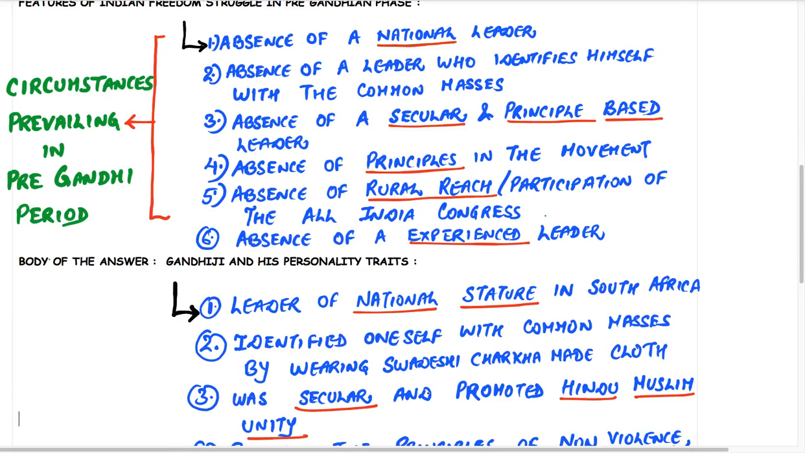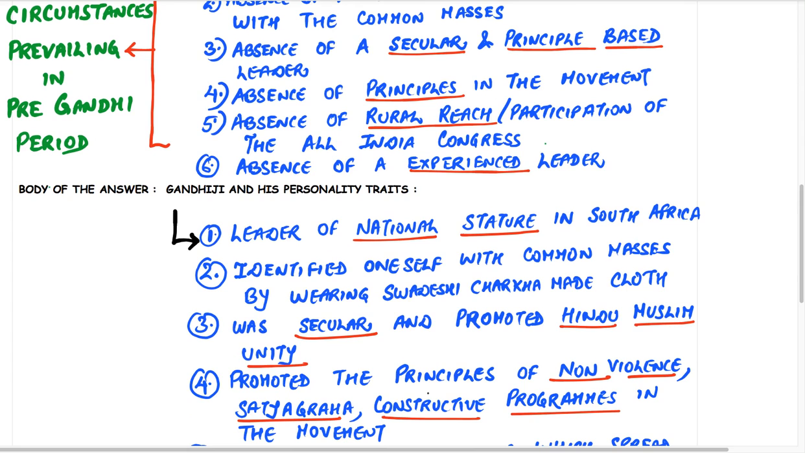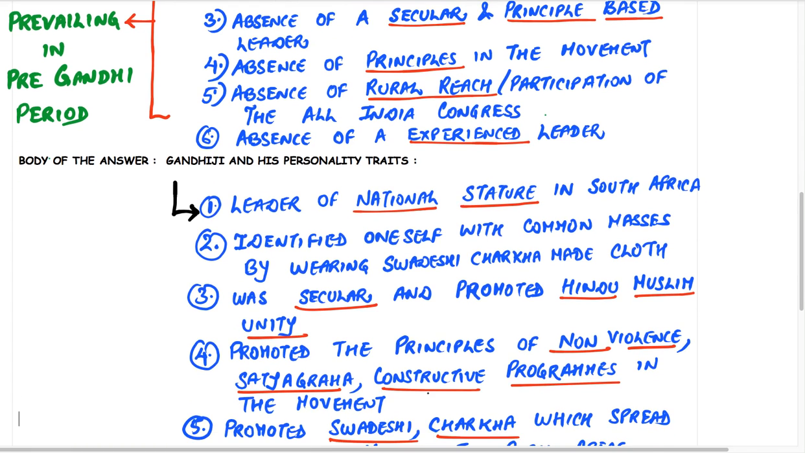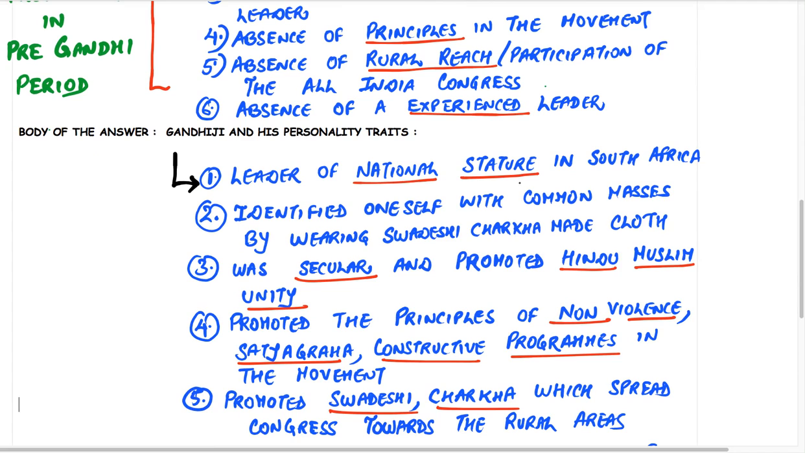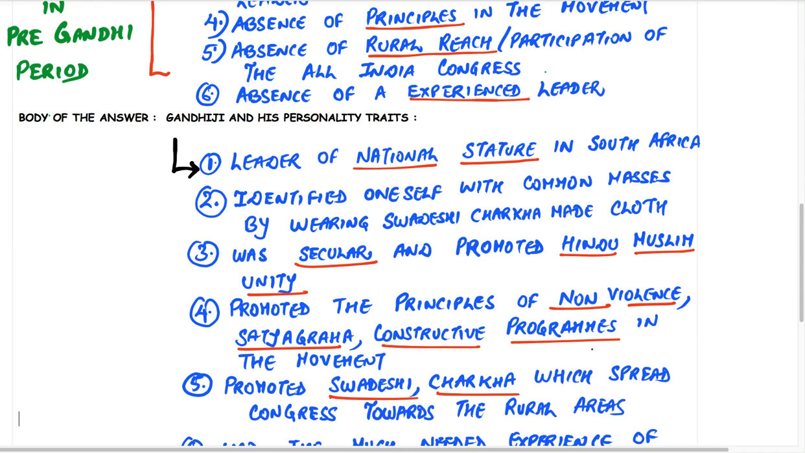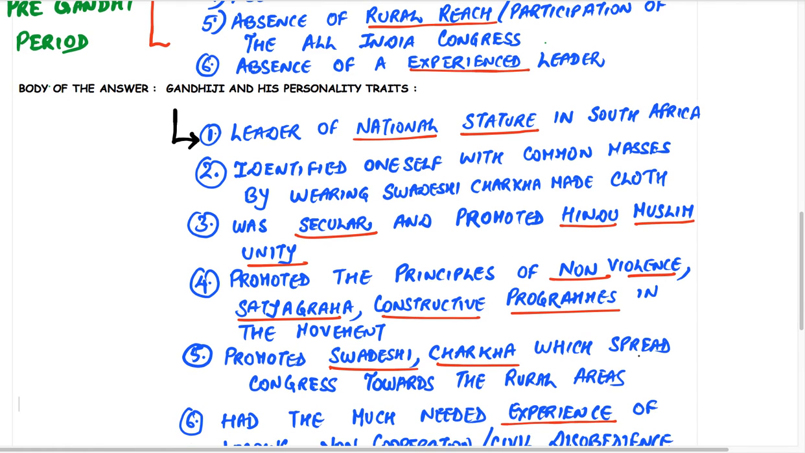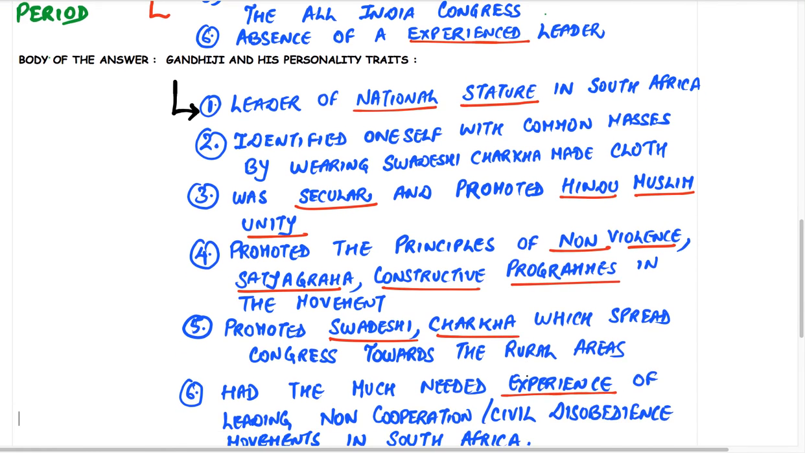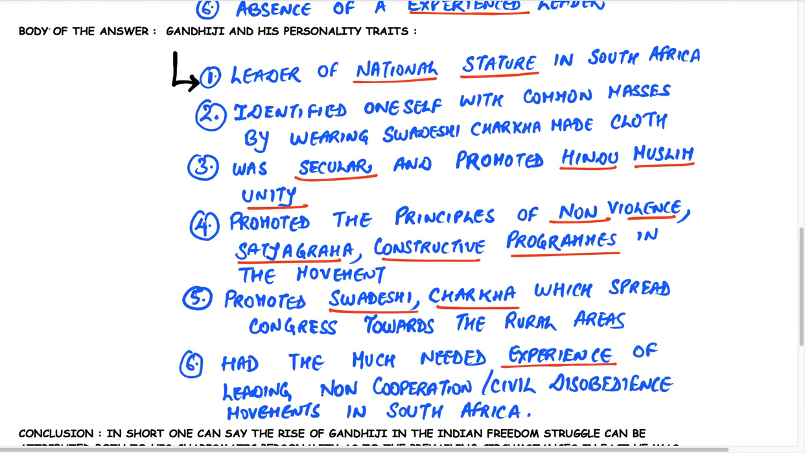The body of the answer will consist of Gandhiji and his personality traits. Let us have a look at them. First, he was a leader of national stature in South Africa. Second, he identified himself with common masses by wearing Swadeshi charkha-made cloth. Third, he was secular and promoted Hindu-Muslim unity. Fourth, he promoted the principles of non-violence, satyagraha, and constructive programs in the movement. Fifth, he promoted the Swadeshi charkha, which spread Congress towards the rural areas. And sixth, he had the much needed experience of leading non-cooperation and civil disobedience movements in South Africa.